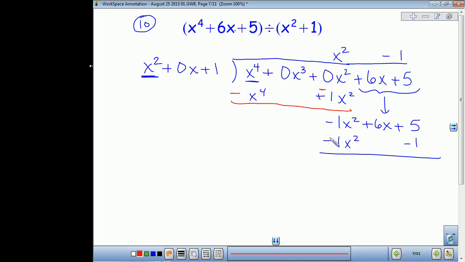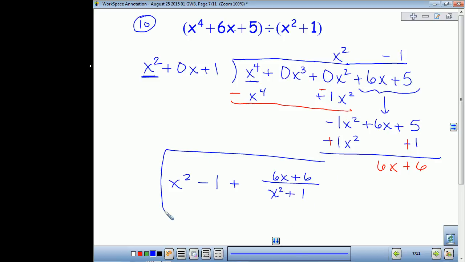So I subtract, and when I do, these signs are going to change. And then I'm going to add. Those cancel. I'm left with a 6x plus 6. So what is this? The remainder. So my answer is x squared minus 1 plus 6x plus 6 over the divisor, x squared plus 1. That's my answer.